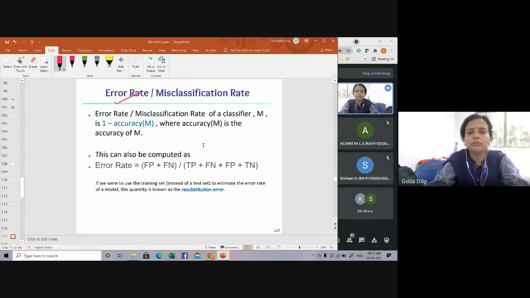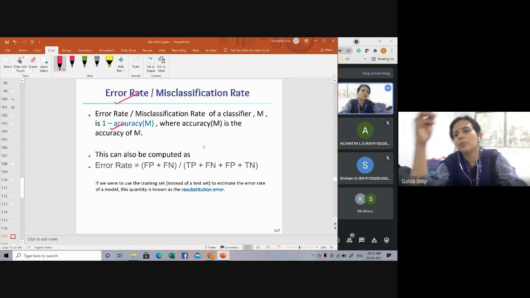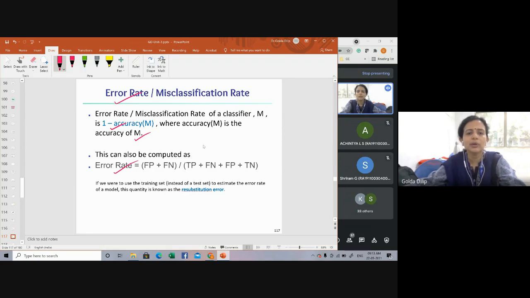So you can see here, that's nothing but 1 minus accuracy. Accuracy, you all know the formula: TP plus TN divided by all the parameters. Here the accuracy of N is the accuracy of the classifier M. The error rate can be computed using this formula. This is the misclassification rate, 1 minus accuracy. So the error rate is nothing but FP plus FN divided by all the parameters.